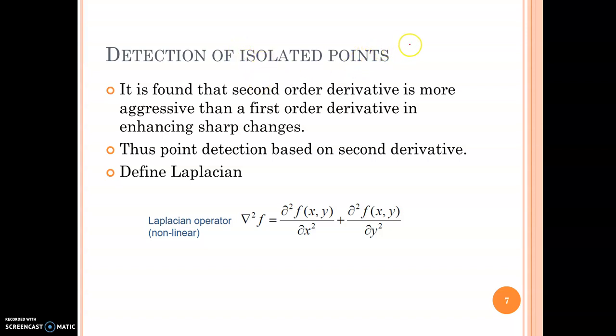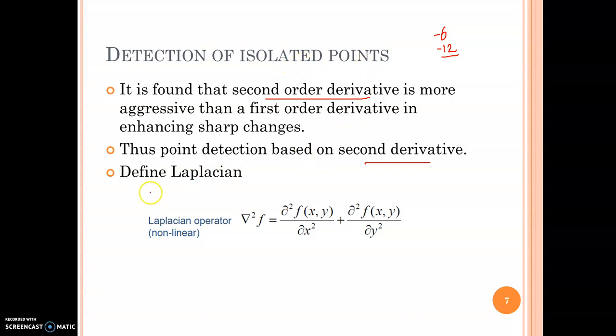We have seen that when you are using a first order derivative, if I am getting a value like -6 corresponding to a point, by using the second order derivative, I will get a still larger value, that is -12. So it is found that the second order derivative is more aggressive than the first order derivative. So we go for the second order derivative in order to detect the points in an image.